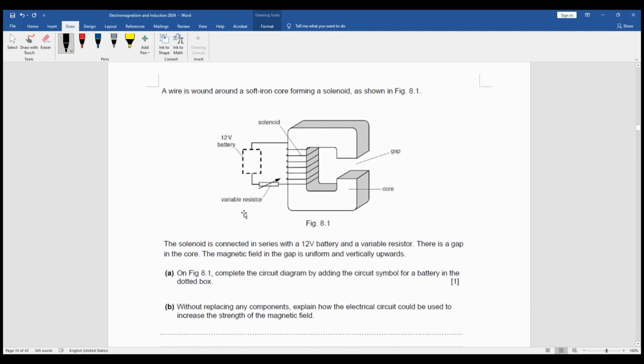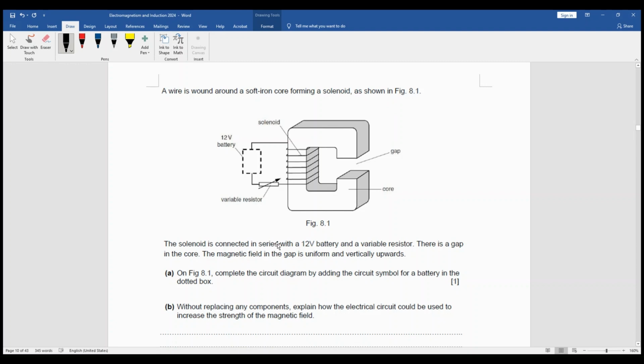Okay, next question. We have another... No, what is this? I thought it's another transformer. Okay, it's not. It's a solenoid. This seems to be a magnet. A wire is wound around a soft iron core. Yeah, you're forming a magnet.